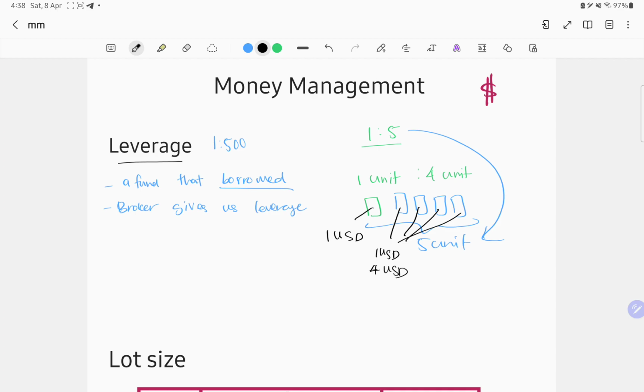So what happens to this unit when the price goes up? Let's say this unit has an additional 0.20, so the total price of this unit is now 1.2. The same goes for everything, so the total value of everything is now 6 USD. So the profit you get is around 1 USD. The initial amount you put in is around 1 USD, the profit is around 1 USD, and the borrowed capital is around 4 USD. So this will be your money, and this fund will be given back to the broker.